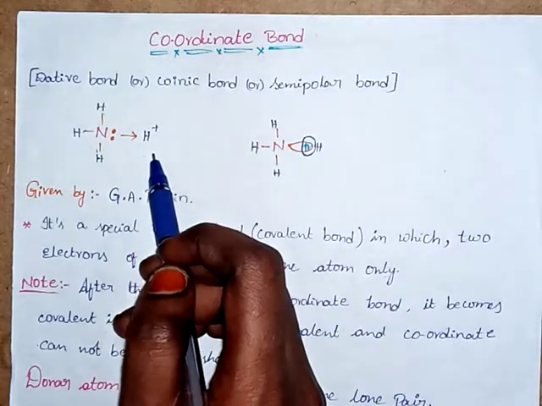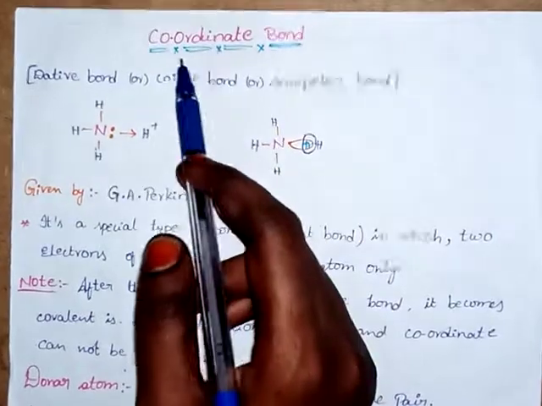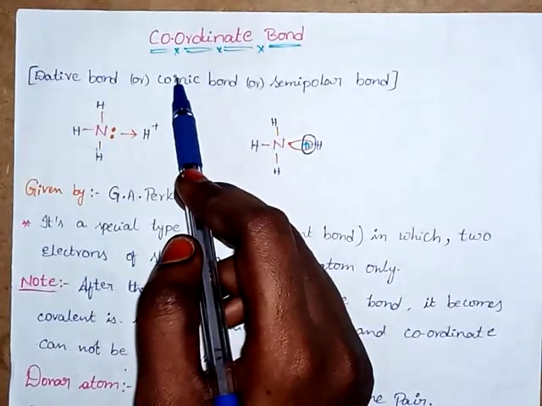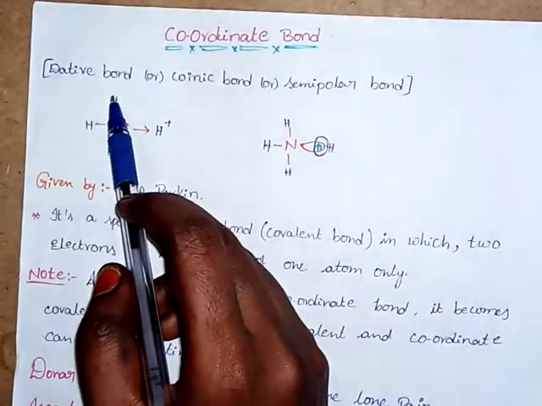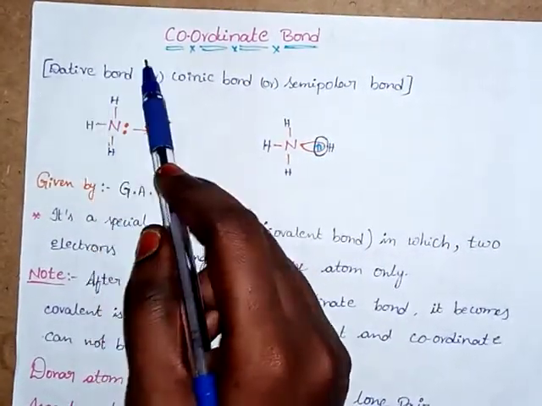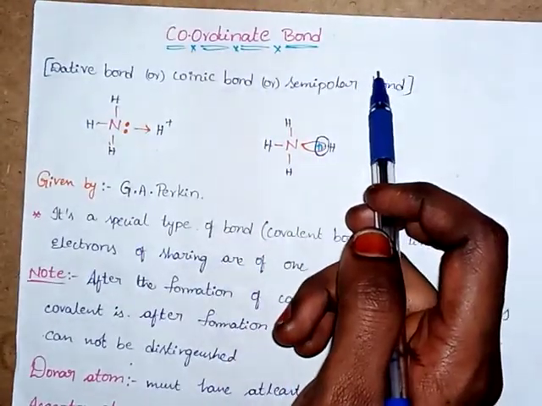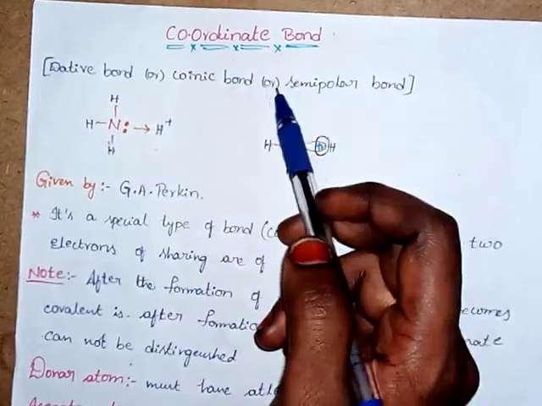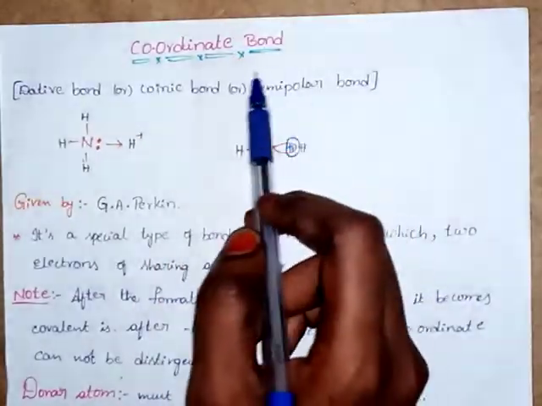So today in this session we are going to discuss the coordinate bond. Okay, so coordinate bond is also called a dative bond or a semipolar bond. You can represent this coordinate bond by any of these names.